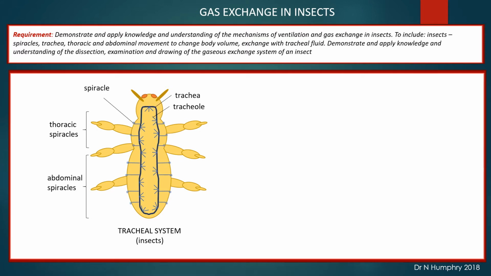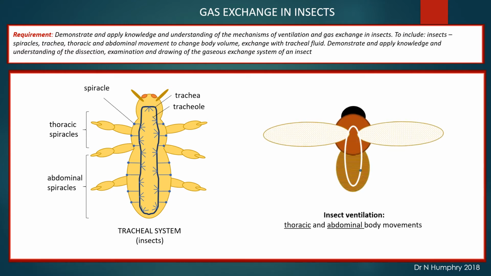Spiracles on the outer surface of the insect are connected to trachea to link them to the tracheal system, and tracheoles branch off from this system to reach all cells of the body, allowing gas exchange by diffusion. Insects use body movements to ventilate the tracheal system, circulating the air. Larger insects can coordinate contractions of the wings and the thorax and the abdomen in order to move air around the tracheal system.